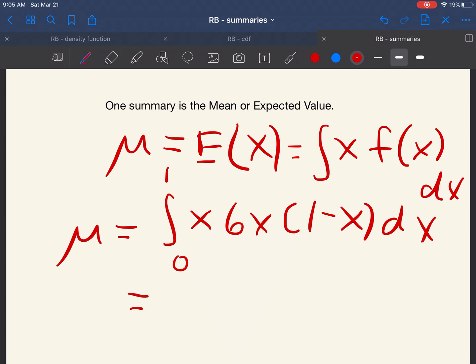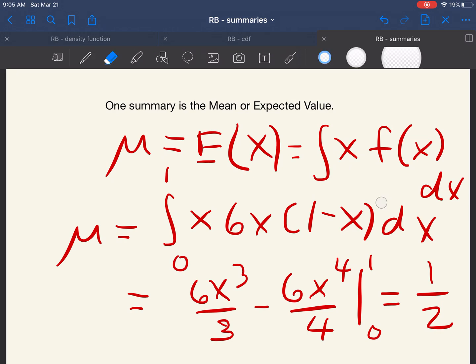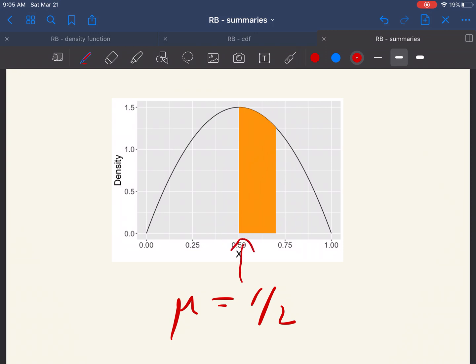When you do the antiderivative, you'll get 6x cubed over 3 minus 6x to the fourth over 4, evaluated from 0 to 1. When you compute that, you'll get 1/2. Actually, this answer makes a lot of sense, because we found the mean to be equal to 1/2, and that is right here. Because of the symmetry of the density, it makes sense that the mean would be right in the middle of the distribution.